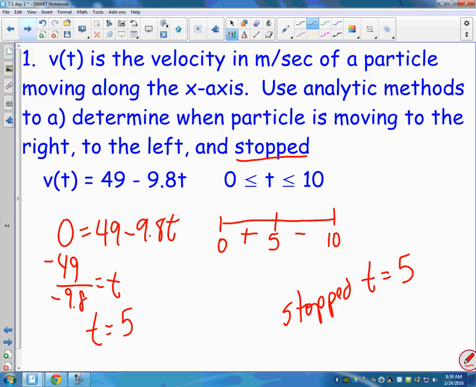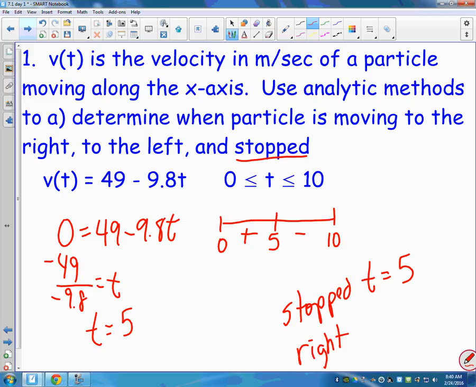Which is what we did a whole lot of first semester, talking about maxes and mins and all this stuff. It's just another type of problem. Instead of talking about maxes and mins and increasing and decreasing, they're using words like moving to the right, moving to the left, and stopped. And so we can say it stopped at 5 seconds. Because the velocity is positive, we can say that it's moving to the right.